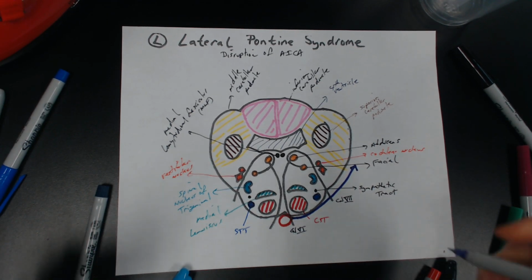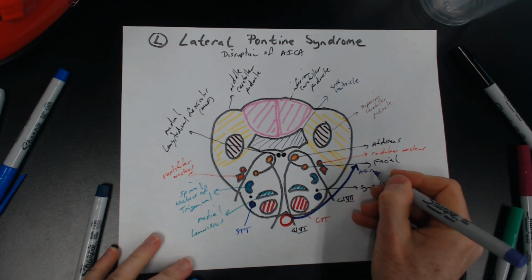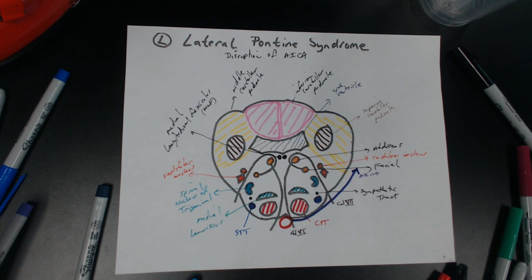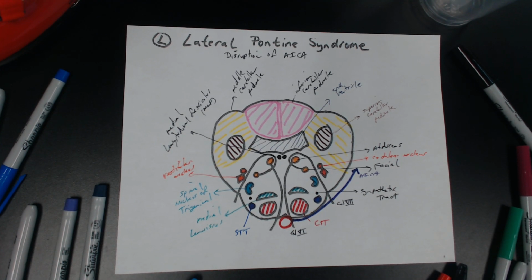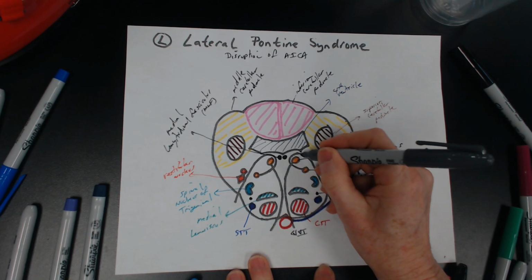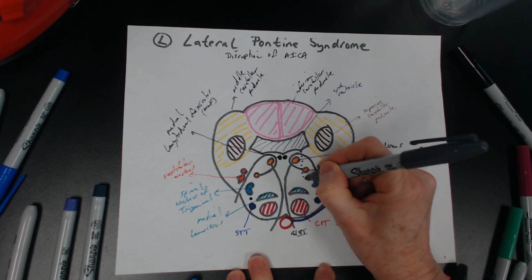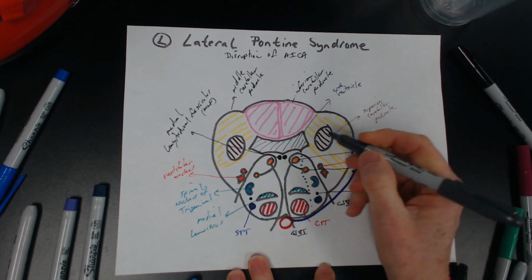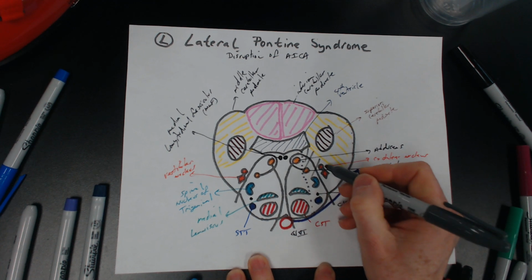So this is going to be AICA, and the specific territory that AICA supplies with blood is going to be everything lateral to what the pontine arteries supplied. So that's going to be in this region here. Okay, so all these things are going to be affected.